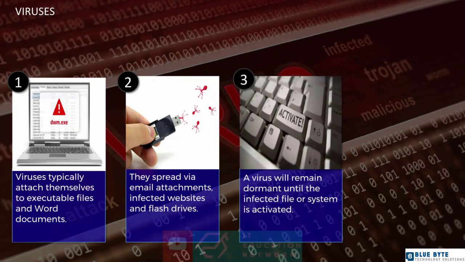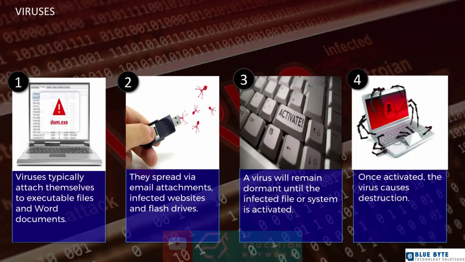And then, once they get onto a computer system or a network, many viruses can remain dormant until the infected file or system is activated. So a virus could be written to only act when something has actually happened on a system. Say, for example, a virus could be written to become active only when a user visits a particular website. That's how developed viruses can be. And then once they're activated, the virus goes on to cause destruction. That's basically how viruses operate.